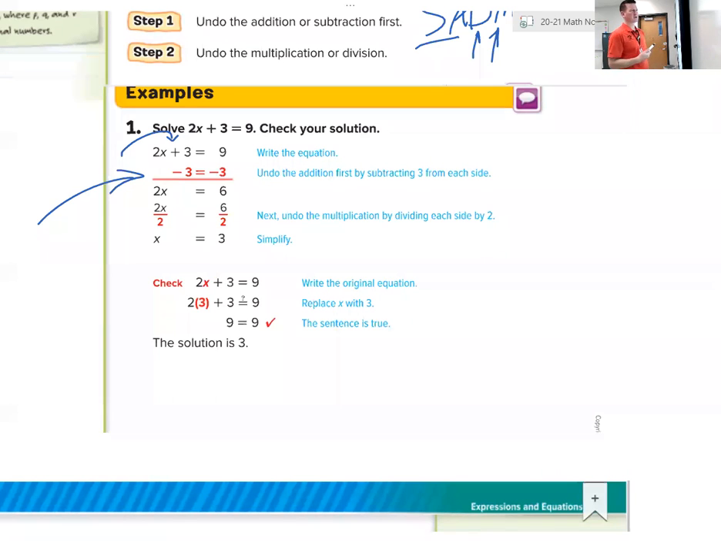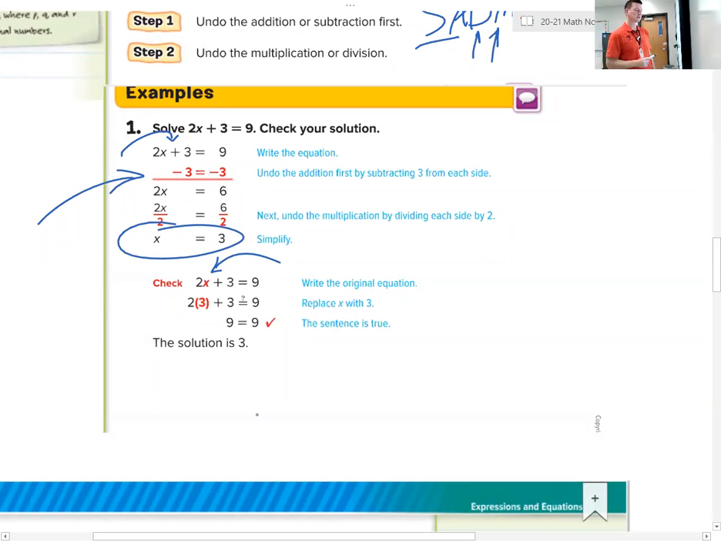When you're done, whenever you have a solution like this, x equals 3, you can always substitute that back in to see if that's equal to what it should be. So 2x plus 3, you substitute in the 3 for x. 2 times 3 is 6. 6 plus 3 is 9. Does 9 equal 9? Yeah, 9 does equal 9. All right.